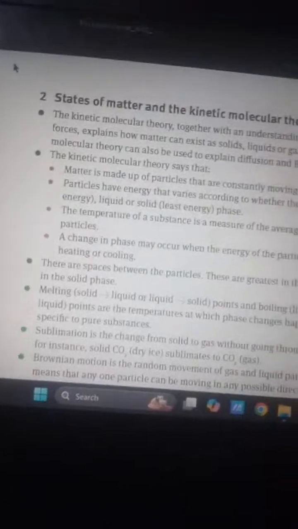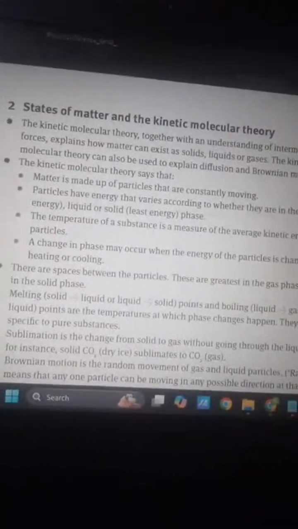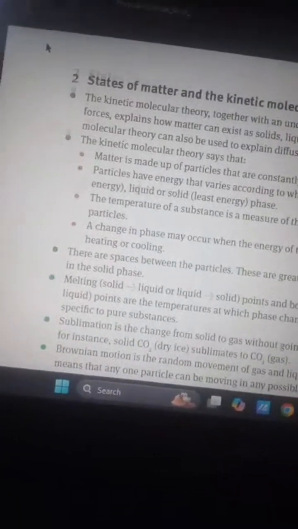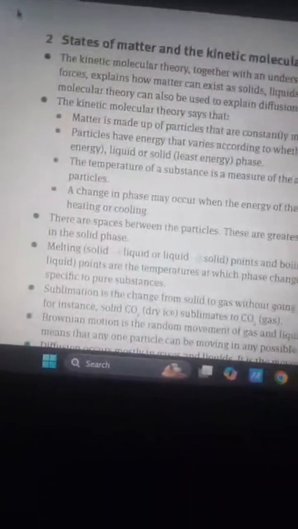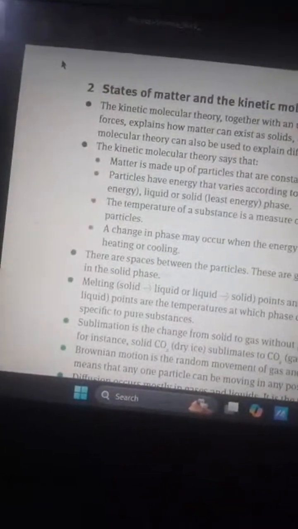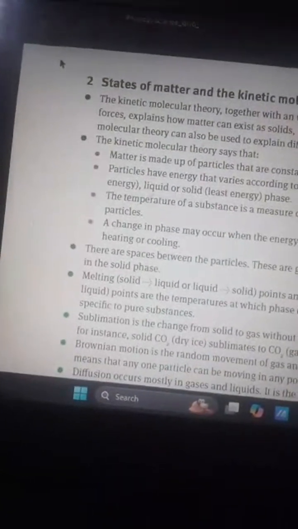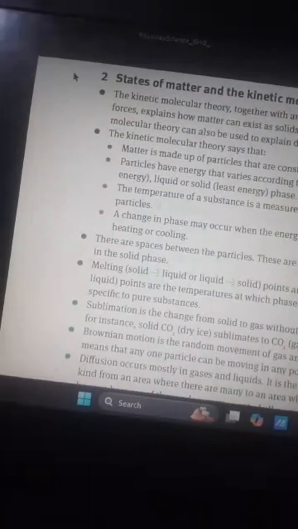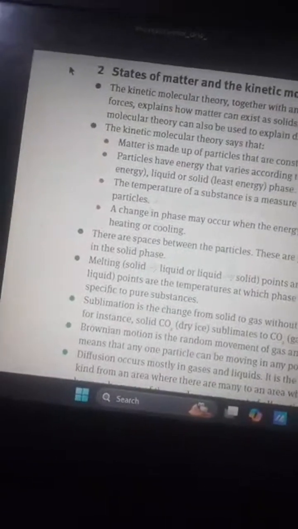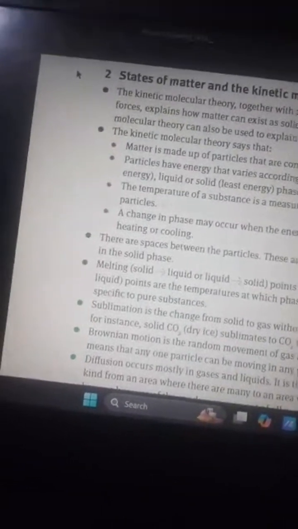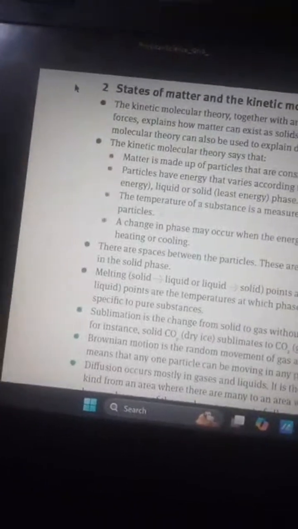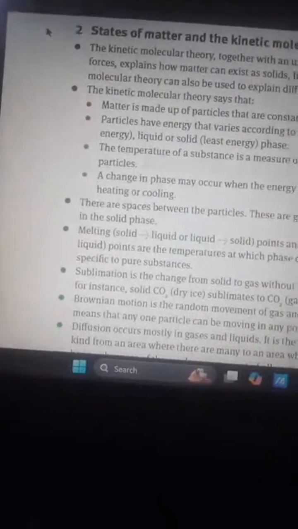There are different states of matter and the kinetic molecular theory. The kinetic molecular theory, together with the intermolecular forces, explains that matter can exist as solid, liquid, or gas. The kinetic molecular theory can also be used to explain the diffusion and motion of the different particles.